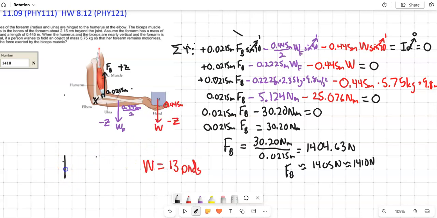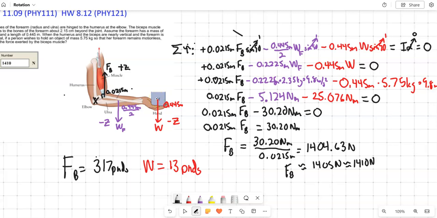Well, that means with this bicep, since the bicep is attached only 2 centimeters away from the elbow, it has to pull up with 317 pounds of force in order to just support a weight that is 13 pounds. That is incredible. That is a huge amount of force that the bicep has to pull up just to support only 13 pounds. That's not that much weight.